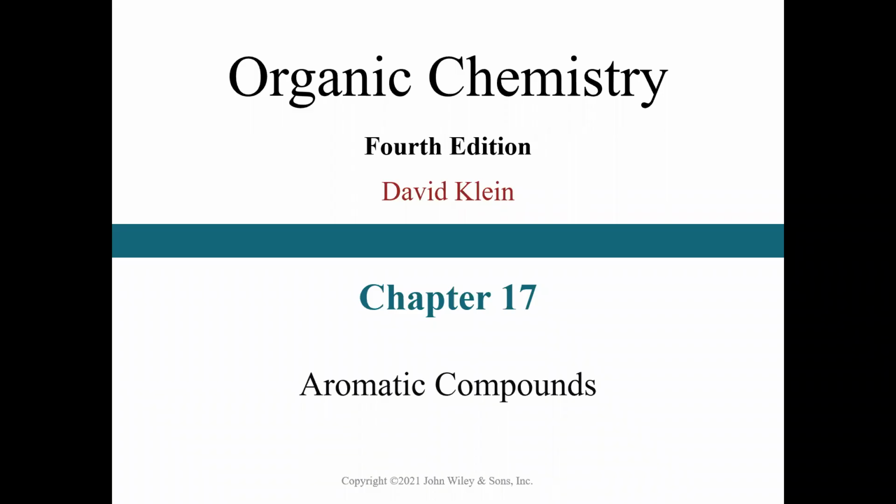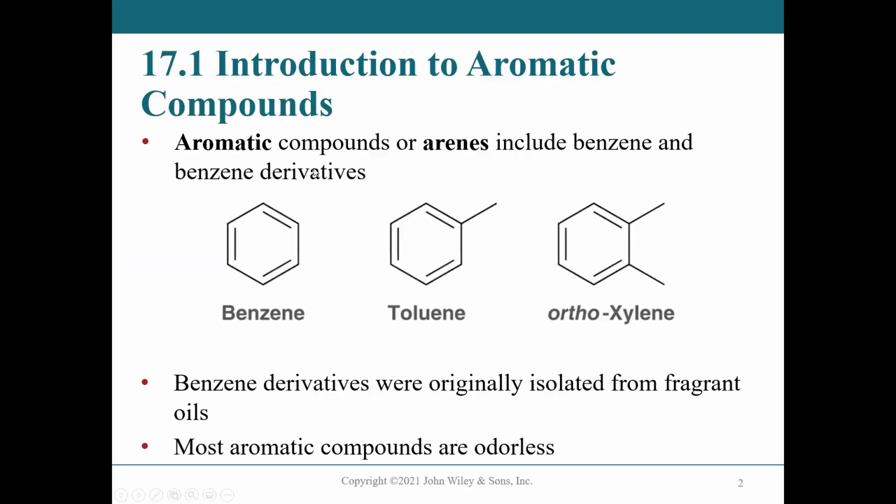We are on chapter 17. Chapter's titled Aromatic Compounds. If you read the chapter, they give you some simple examples right in the beginning regarding some aromatic compounds. They give you benzene, toluene with the methyl group off, and ortho-xylene. There's 2 methyl groups in the ortho position. A lot of benzene products are carcinogenic. I don't know if they mentioned that, but that is what it is.